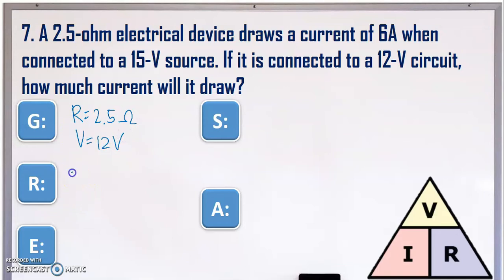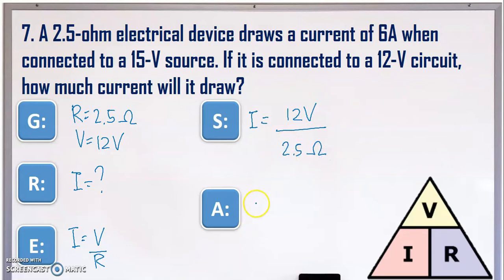Since we're given the resistance and the voltage, we have to look for the current. The equation in getting the current is I = V / R. For the solution part, we just have to divide 12 volts and 2.5 ohms. Dividing these two measurements, we'll get the value of current, which is 4.8 amperes.